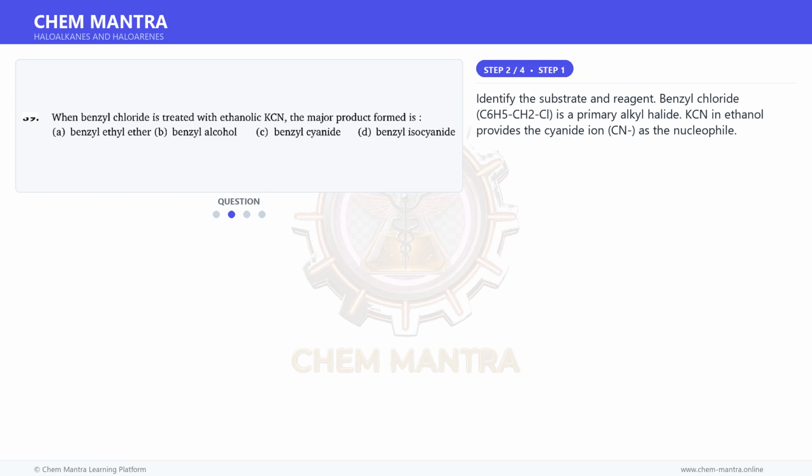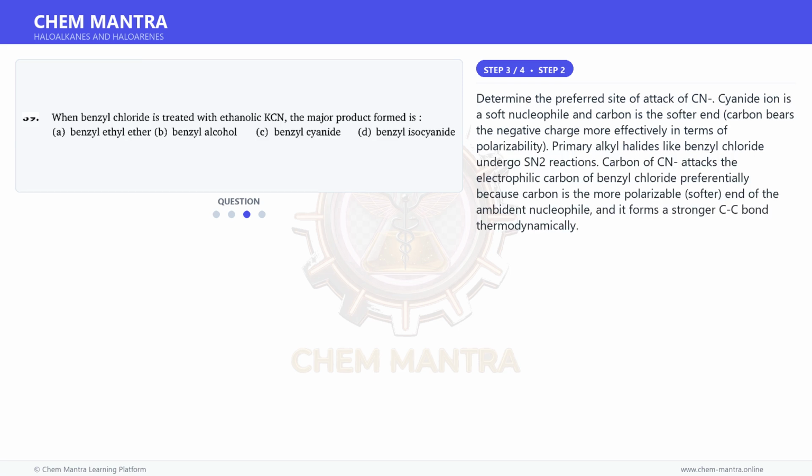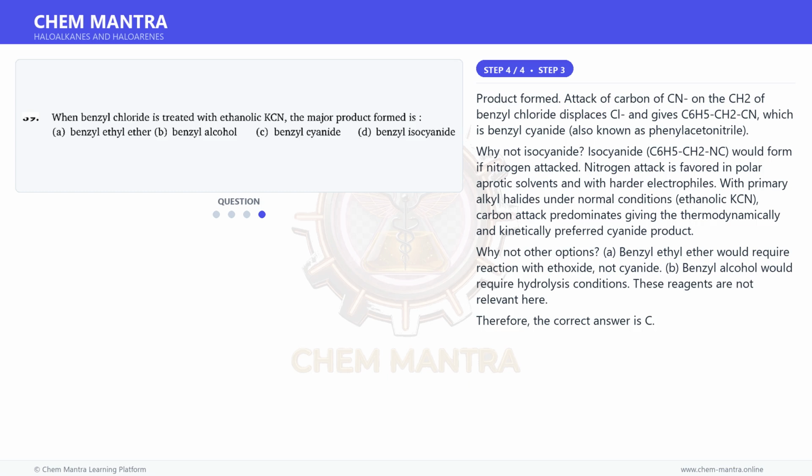Moving on to the next step. Identify the substrate and reagent. Benzyl chloride, C6H5CH2Cl, is a primary alkyl halide. KCN in ethanol provides the cyanide ion, CN-, as the nucleophile. Moving on to the next and final step.